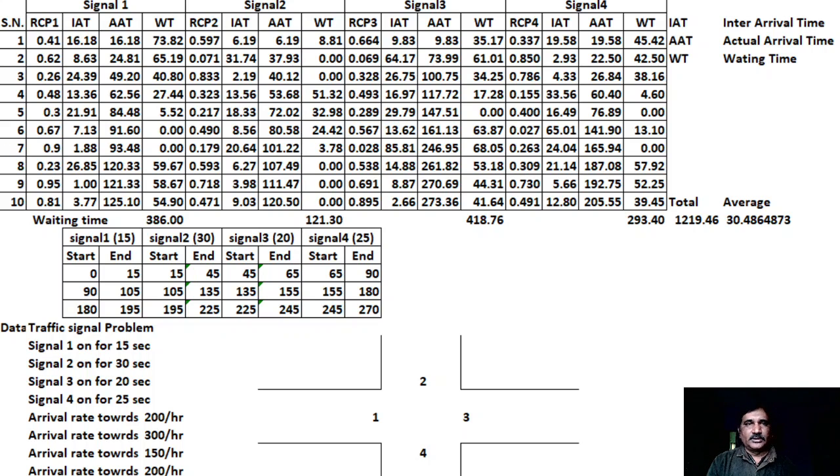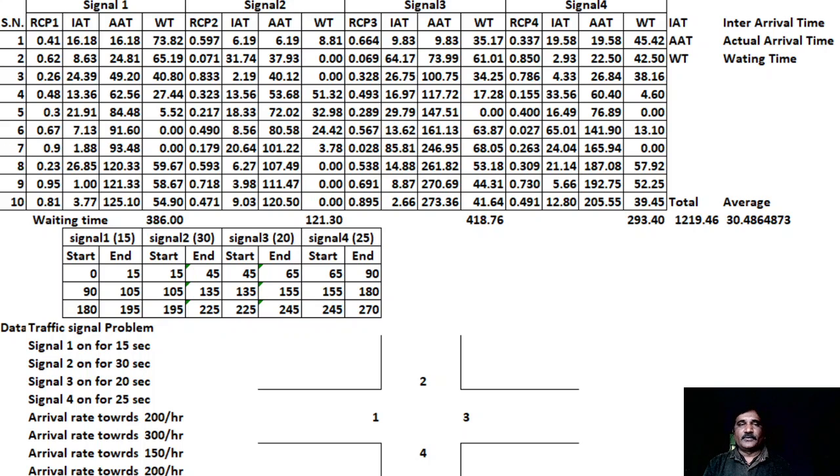Okay. The second vehicle comes at 24.81. Again, it will have to wait for the signal to be on, which will be on at what time? The 90th second, right? And therefore, waiting time will be 90 minus 24.81, that is 63.19. And for example, if you see here, vehicle number 6 is coming at 91.60, and that is within the period in which the signal is on, so waiting time will be 0.